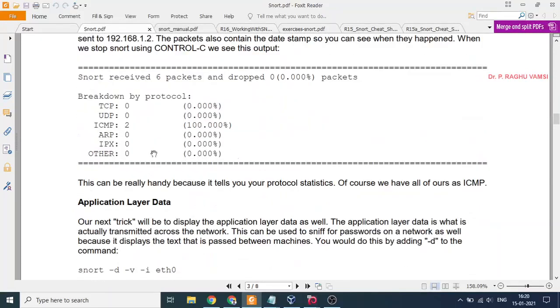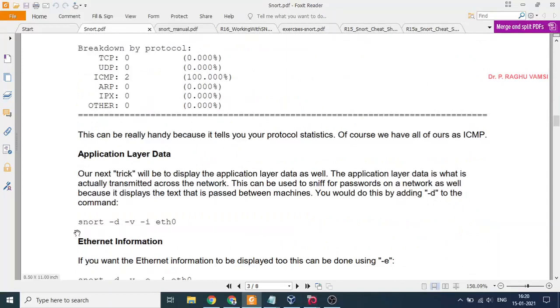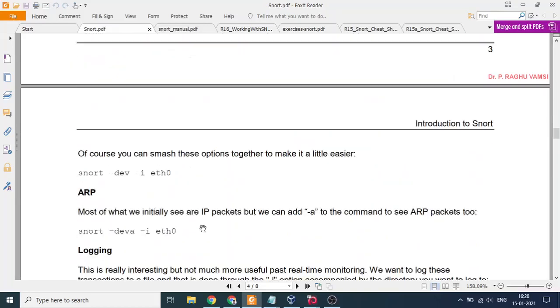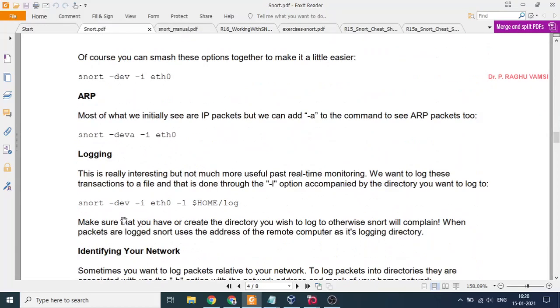We have completed up to this part, and application layer data is snort -d -v -i. Okay, we have seen all these options. For logging, -l is to be used, just like how we have used it now. The log will be like this. You are supposed to give the log path.